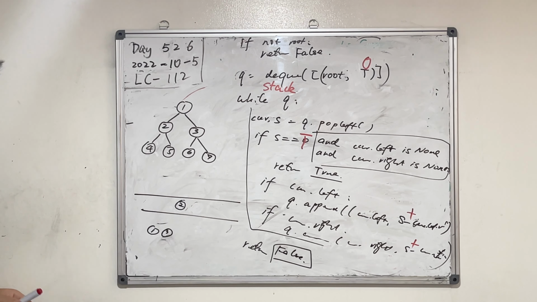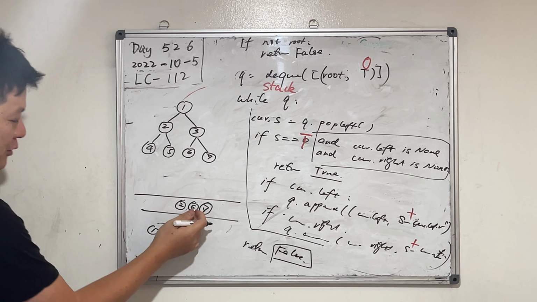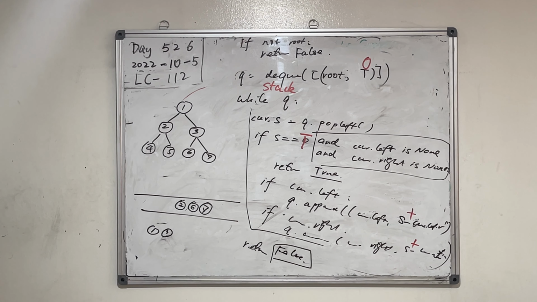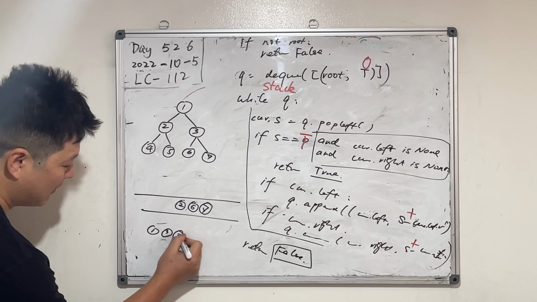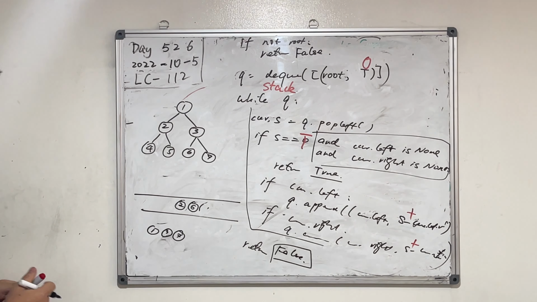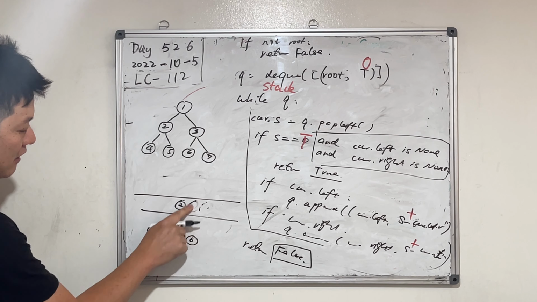What are the kids of 3? 6, 7. We're going to push them. Okay, what's the next to take out if it's a stack? 7, yes. Take the 7 out. It doesn't have any kids. Okay, what's the next to take out? 6.